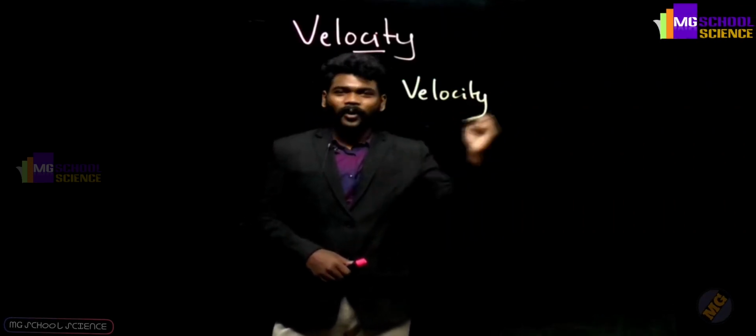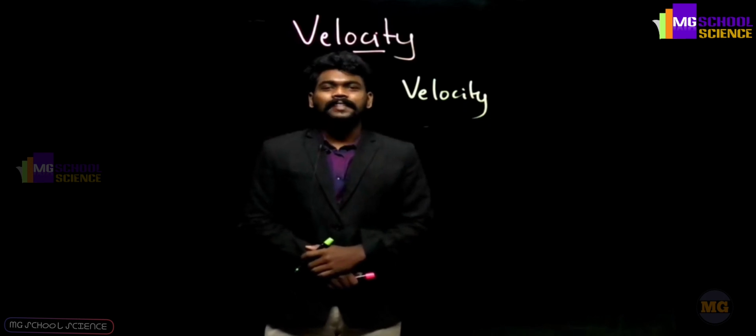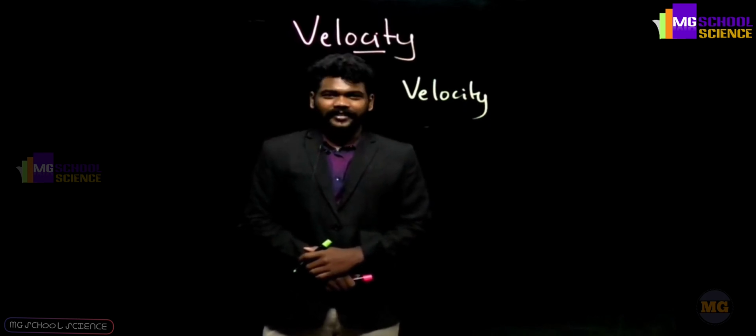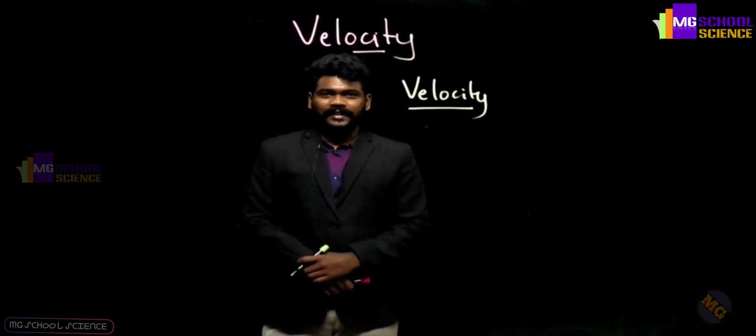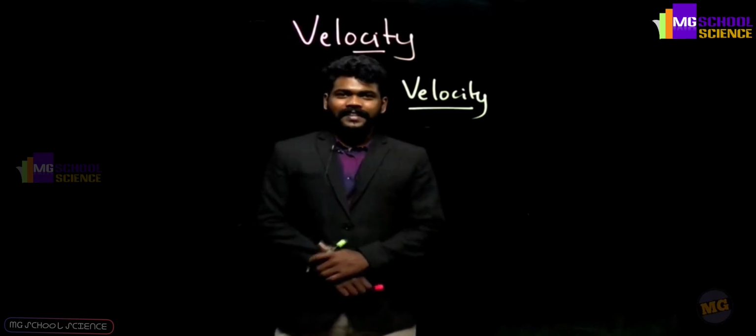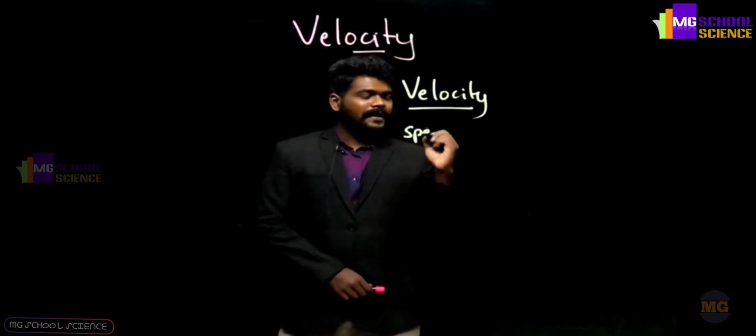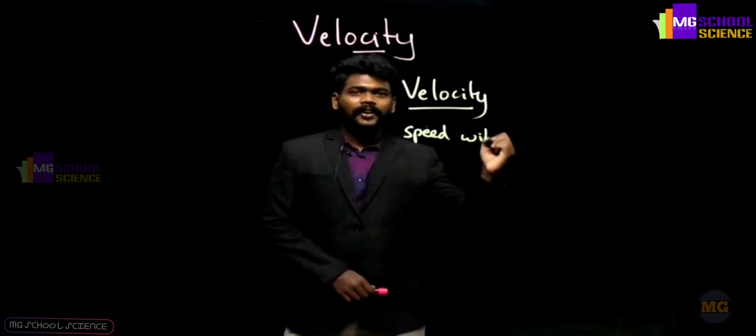Velocity is a quantity that contains both speed and a direction. Velocity is a quantity which specifies speed with a direction.